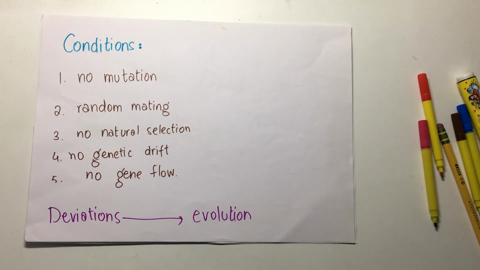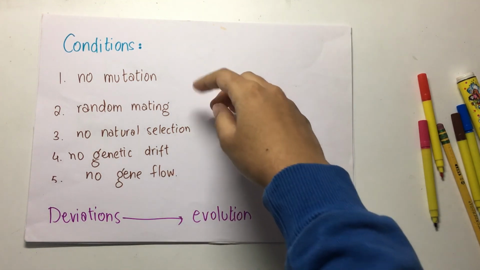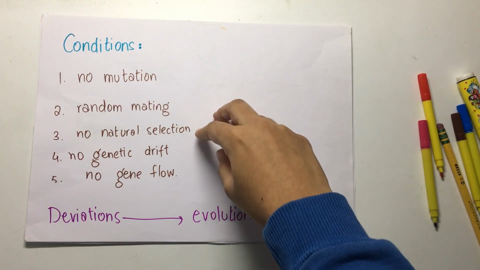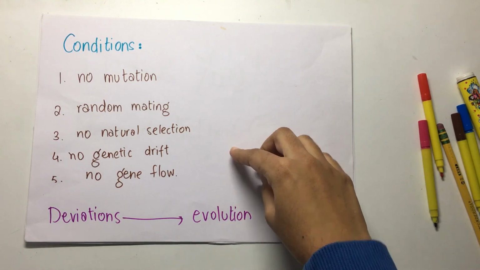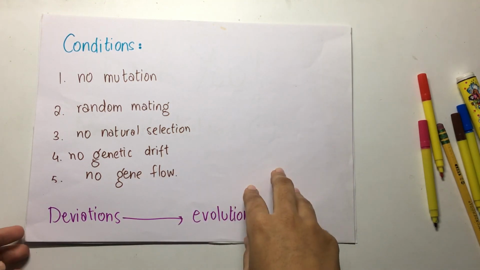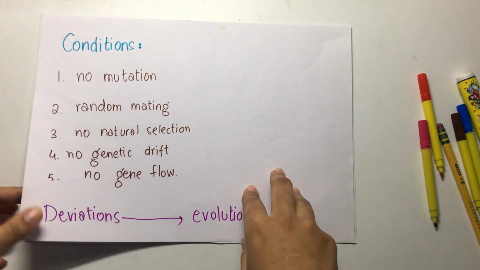It also has a medical application, and it helps us to estimate the percentage of people who have a genetic disorder like phenylketonuria or cystic fibrosis in a population. So there are certain conditions that need to be there for Hardy-Weinberg equilibrium. So these are the ones. There should be no mutation, there should be random mating, no natural selection, no genetic drift, no gene flow, and if one of them isn't there, then that's going to lead to evolution.